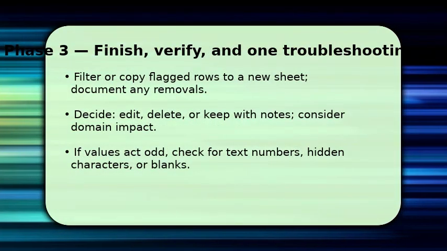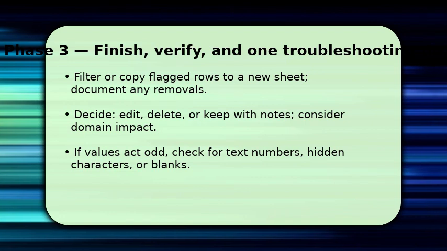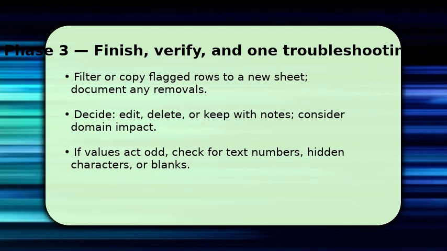You finish by isolating flagged rows. Apply a filter on the helper flag column and copy suspects to a new sheet so you can review without altering originals. Then decide whether to remove, correct, or keep each outlier, and record your rationale because reproducibility matters.